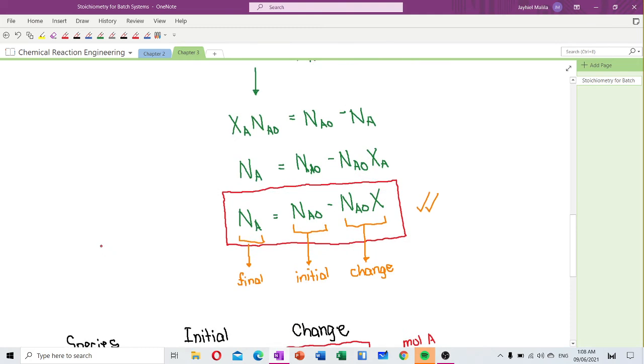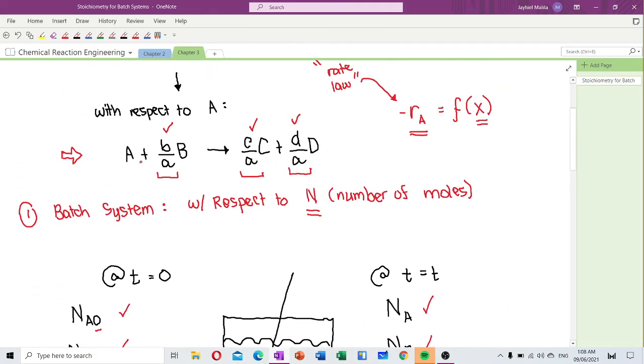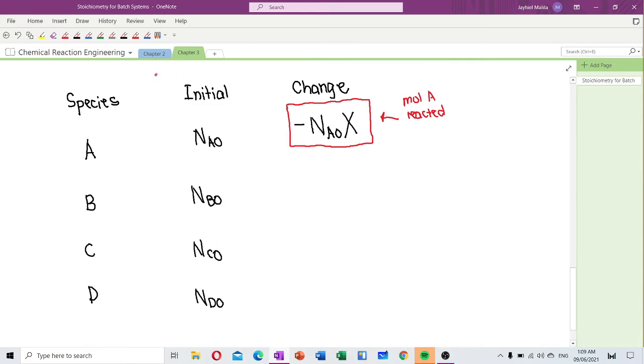If you go back to the chemical equation, you have here B over A. Recall that B over A means that for every amount of B reacted, there is a certain amount of A that is reacted as well. So if we're going to write that here, writing this right away won't make you confused with respect to the cancellation of units.